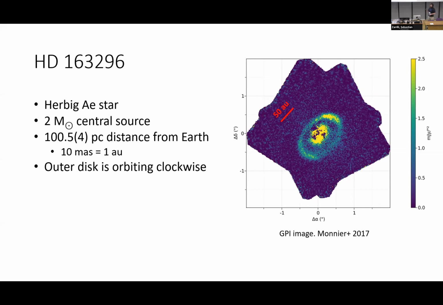And so we can see from ALMA data that kinematically the central source is about 2 solar masses, and that the entire disk is orbiting clockwise. So just to give the orientation of the outer disk here, seen in scattered light, the northeast side is the side that's closest to us, and then the southwest is the far side of the disk, orbiting clockwise.